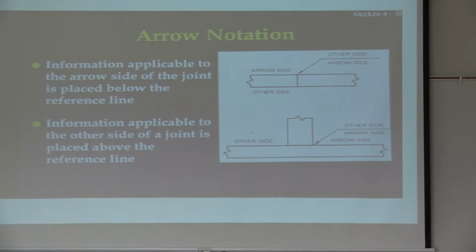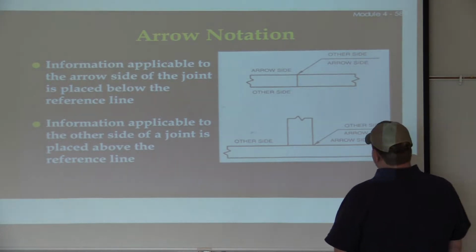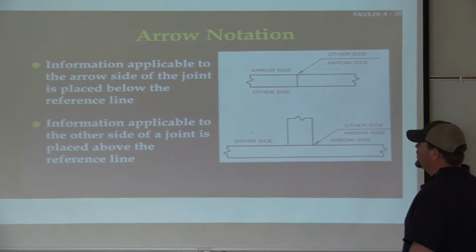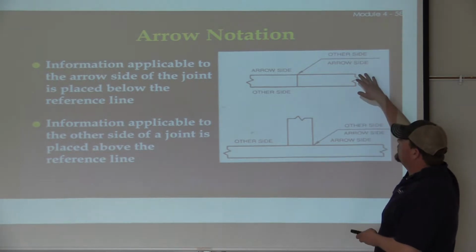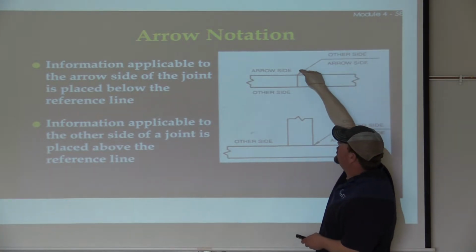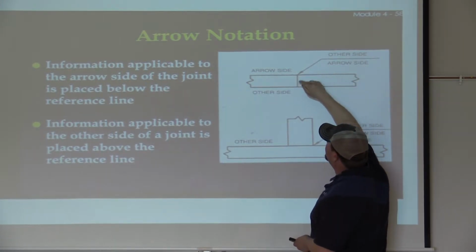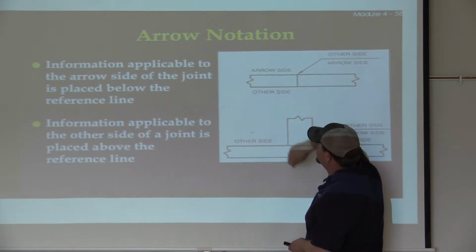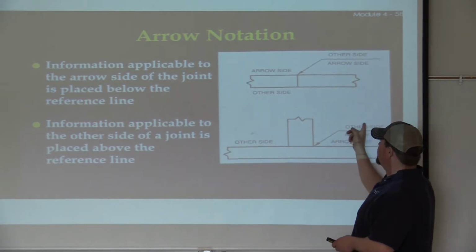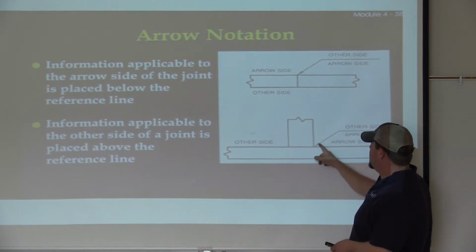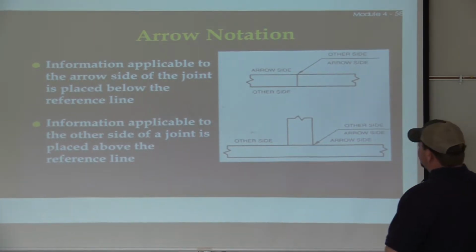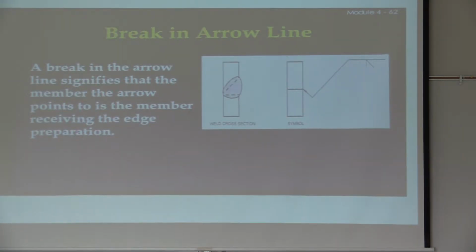Arrow notation: the two things it definitely needs are a leader and an arrow. Both of those sides, the bottom side is the arrow side, the top side is the other side. So this is a great example of a square groove plate. The piece it's pointing at is the arrow side, or in this case it would just be a square groove weld here. The other side is the other side of the actual weld joint. A T-joint gives you a good example. This one is a direct reflection of over here. Arrow side is of this one as well. Okay?